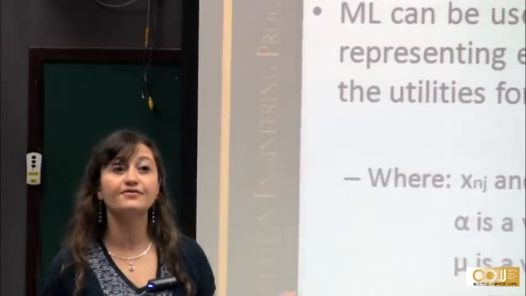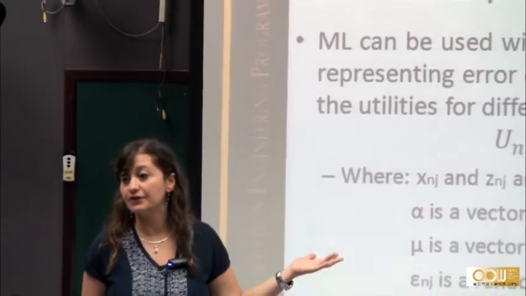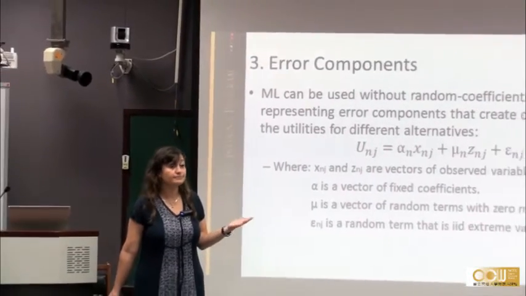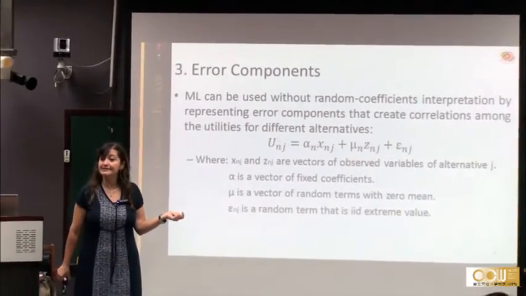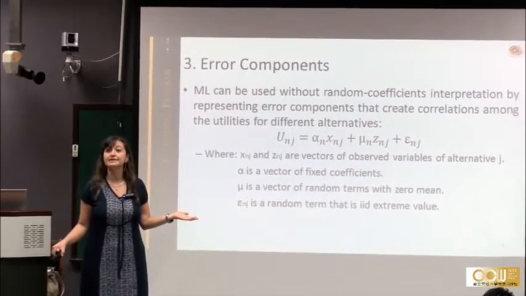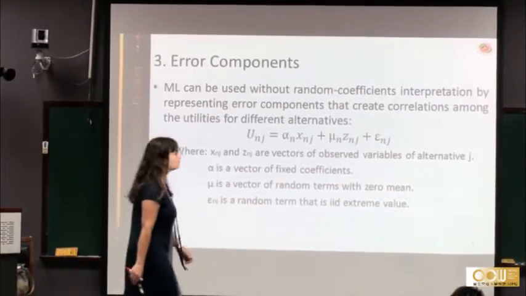Now, how do you see if this is significant or not? It's from the t-statistic of this standard deviation. If it is significant, then correlation exists amongst these two alternatives. If it is not different from 0, then get rid of this dummy variable.